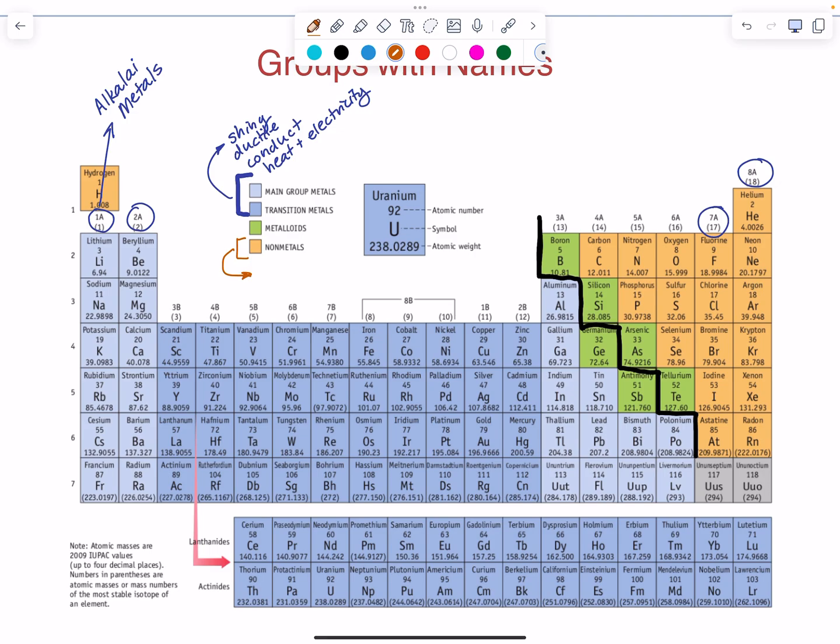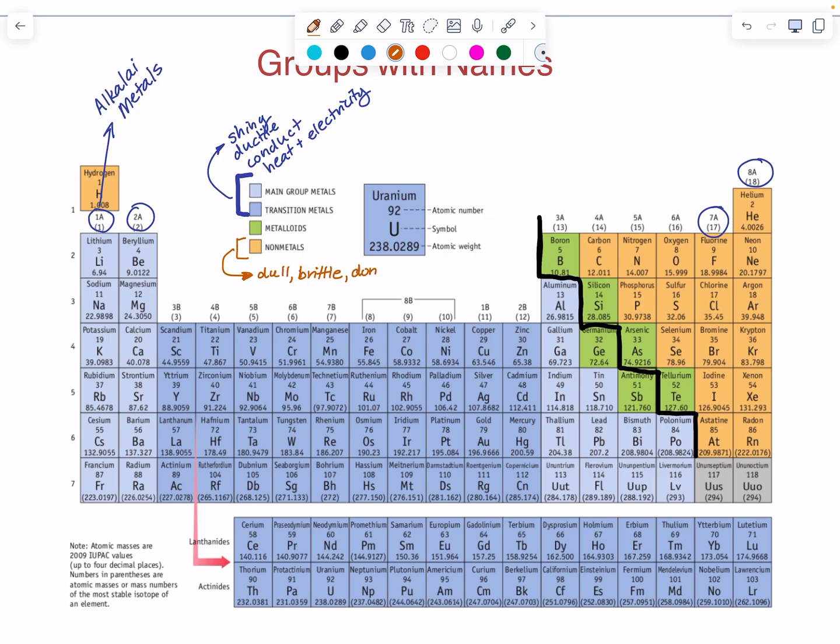And nonmetals have the opposite properties of metals. They tend not to be shiny. They tend to be dull if you have a sample of them, or brittle. If it's a solid, say I took a sample of solid carbon, imagine you take a piece of charcoal and you smash it with a hammer. Does it stay in one piece and flatten out? Or does it break into lots of pieces? So that's an example of how a nonmetal behaves. It breaks into lots of pieces. It's brittle, okay?